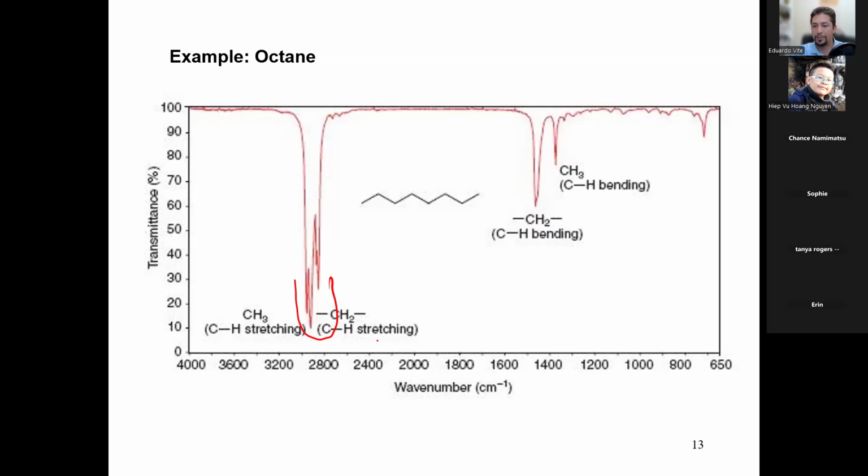And over here, you'll notice once again that our stretching frequencies are higher wave numbers than our bending frequencies. So stretching is higher than bending. You should know that. I will ask you something like that. Stretching frequencies are higher energy or higher wave numbers than bending energies. Any questions? Okay, let's move on to the next one.